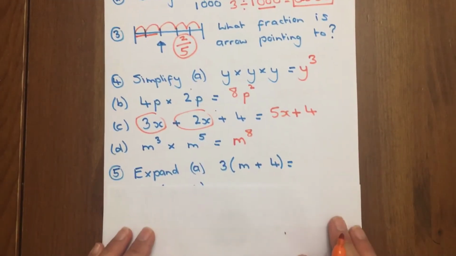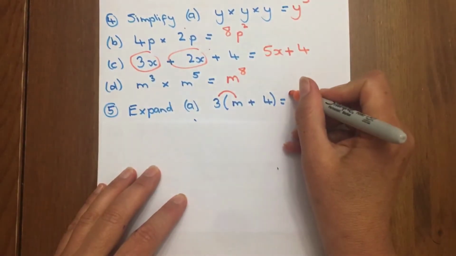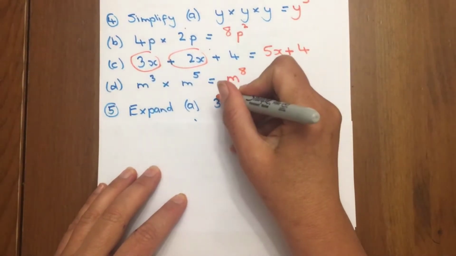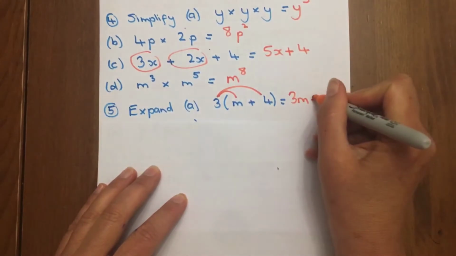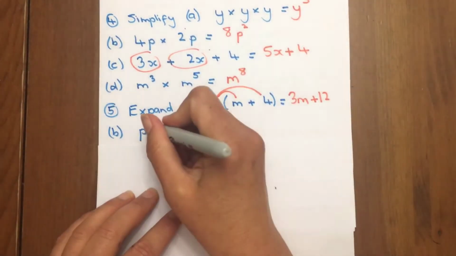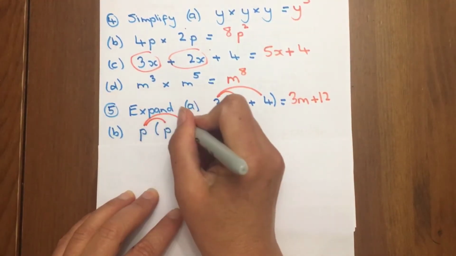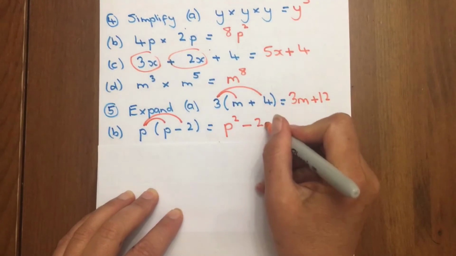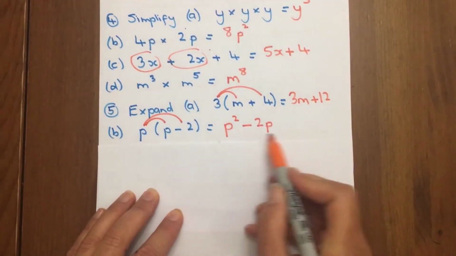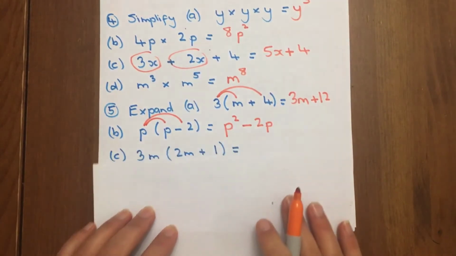Some of you are still struggling on expanding. 3 times m, 3m. Don't forget to do 3 times 4 is 12. P times p is p squared. P lots of -2 is -2p. Well done if you got the last one right here. Loads of you got that one wrong.